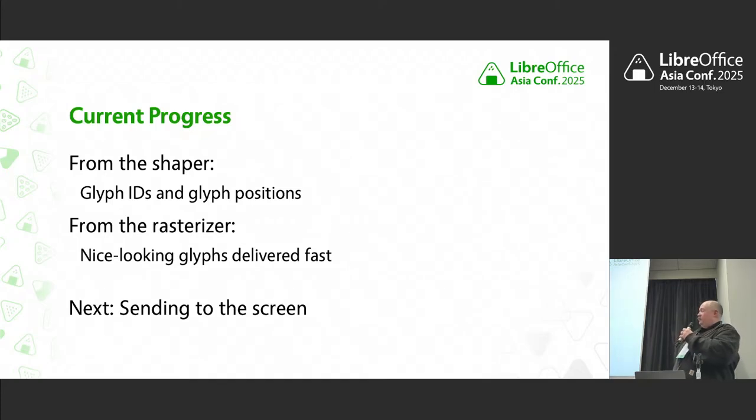But anyway, so far we have from the shaper all of our glyph IDs and glyph positions, and from our rasterizer we have those nice looking pre-rendered glyphs that can be delivered quickly to the rest of our software stack. So this would be HarfBuzz and FreeType in LibreOffice.